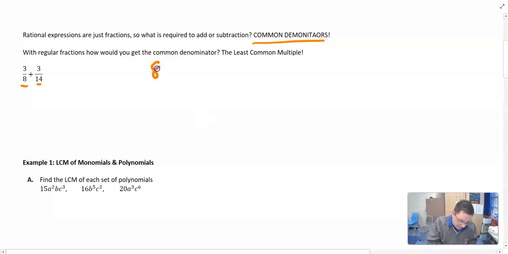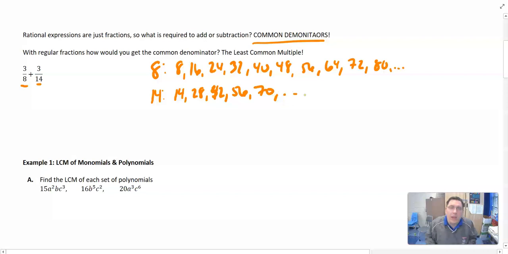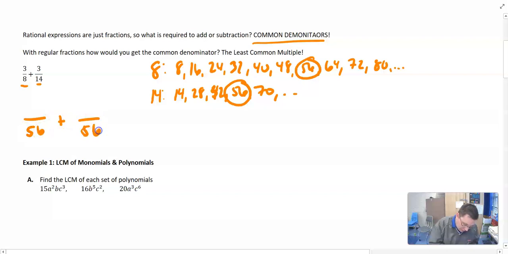So we talk about getting our list of 8 and our list of 14. And so 8, 16, 24, 32, 40, 48, 56, 64, 72, 80, and so on, right? And we can continue to list as long as we need to go. We do the same for 14: 28, 42, 56, 70, and so on. And we see on both of those lists, 56 is the first number that is on both lists. And so this fraction would eventually become over 56 and over 56, right?